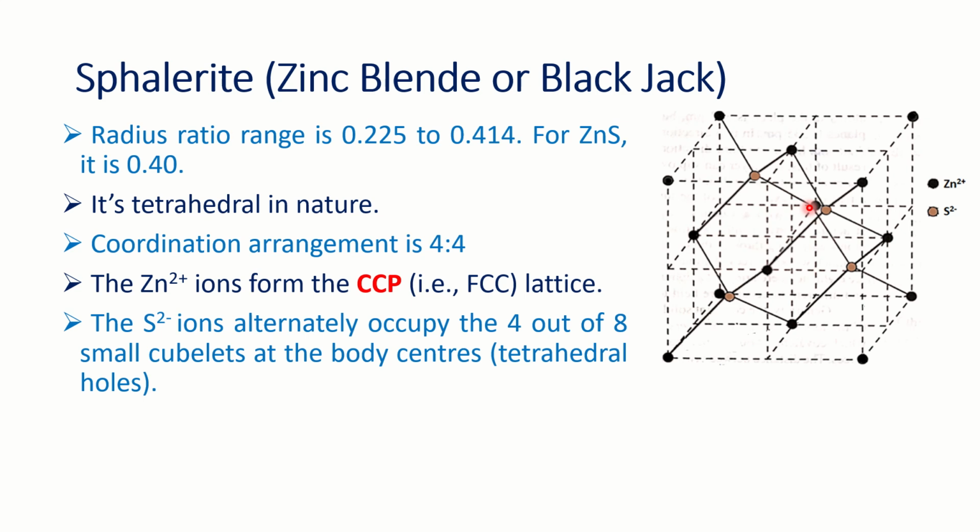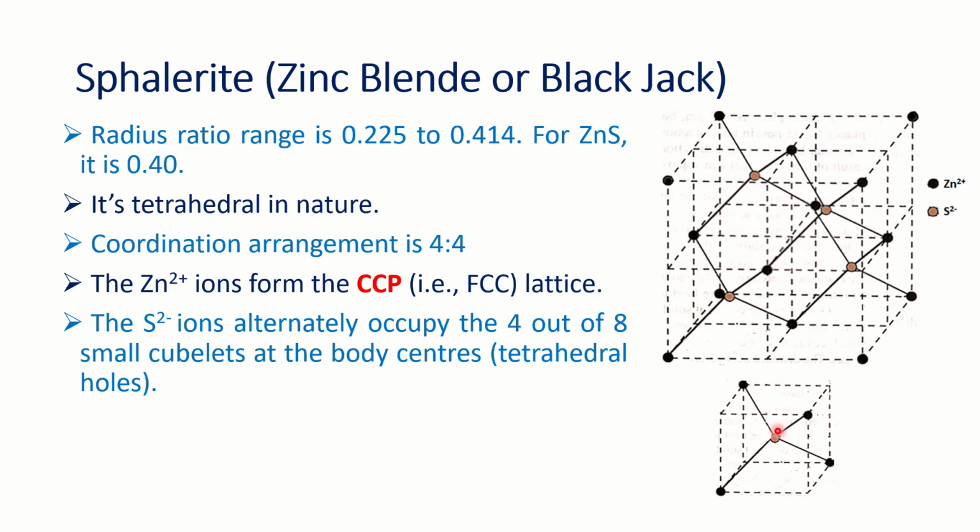And these tetrahedral holes are actually, if you divide this unit cell into 8 small cubelets, then the body center of each alternate cubelet will be occupied by the sulfide ions. And each small cubelet looks like this. It looks exactly like a methane molecule, where instead of carbon, this is sulfide, and these black spots, that means these ions, are in place of hydrogen in case of methane.